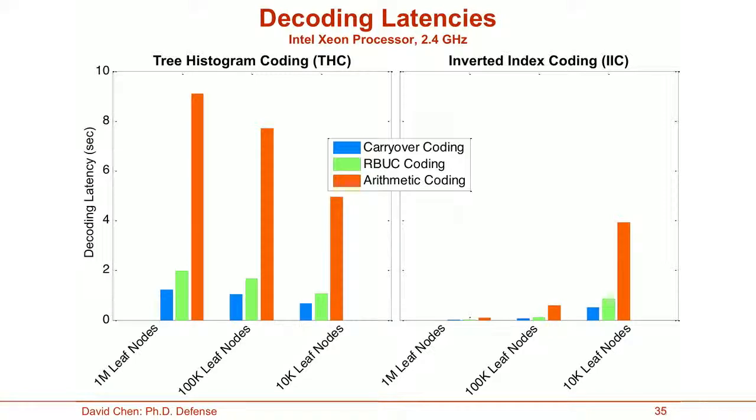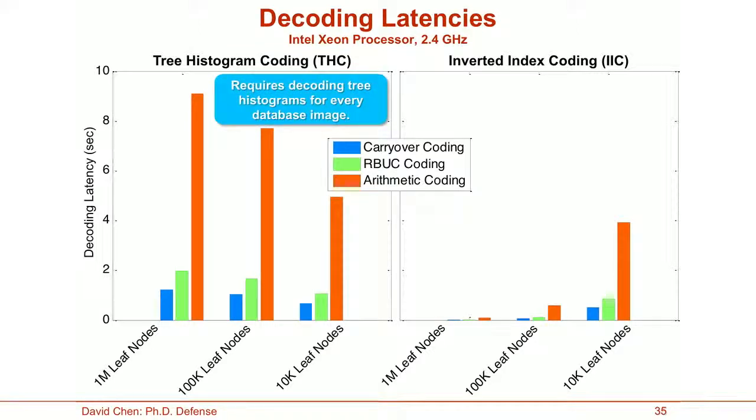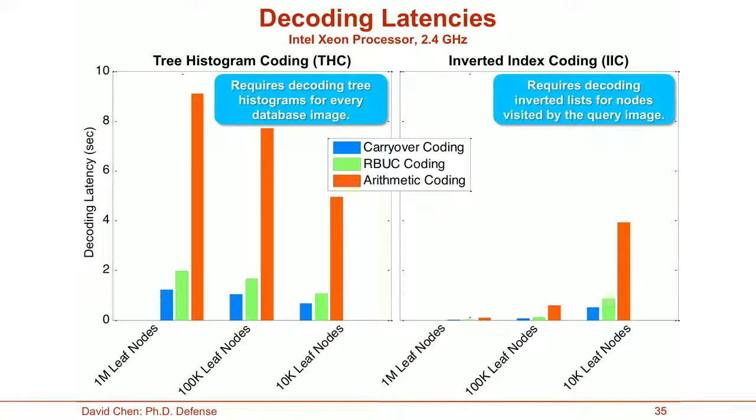Here I show the decoding latency per query in seconds for tree histogram coding and inverted index coding. The timing is measured on a 2.4 GHz Intel Xeon processor. We see that inverted index coding requires much smaller delays than tree histogram coding. This is because tree histogram coding requires decoding the tree histogram for every database image, while inverted index coding requires decoding only the inverted lists for nodes visited by the query image.